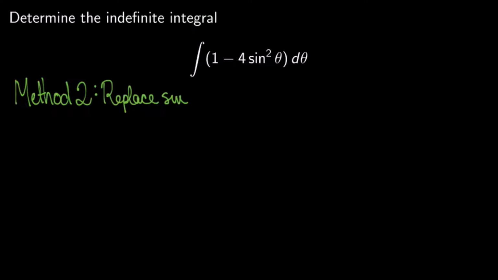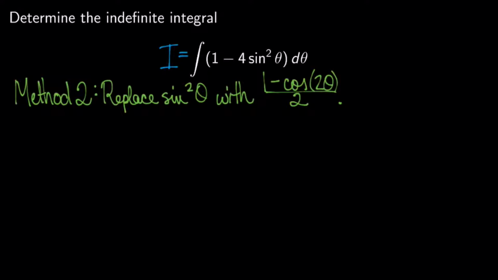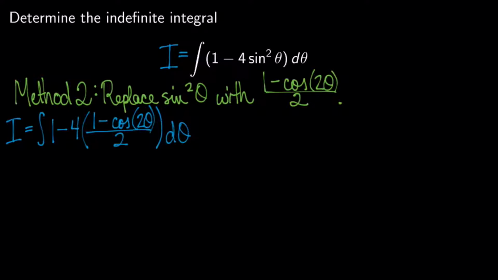So, okay, I promised 2 methods. The second method involves using a trig identity right away. And so I'm going to work with that original indefinite integral, and I'm going to replace the sine squared with 1 minus cos 2 theta over 2. I don't feel like rewriting it, so let's call the original problem just I. That antiderivative is going to be I. So I is equal to the integral of 1 minus 4 times all of that d theta.